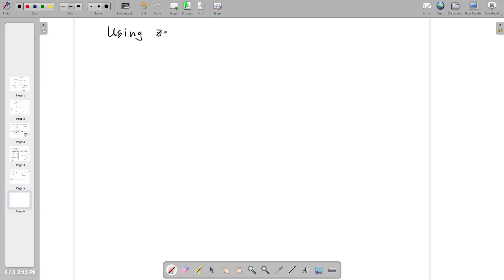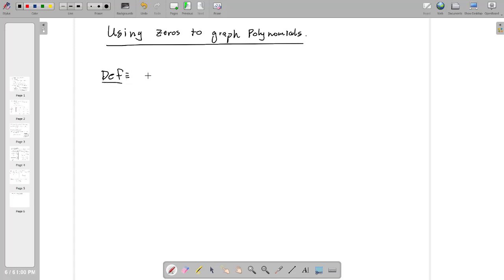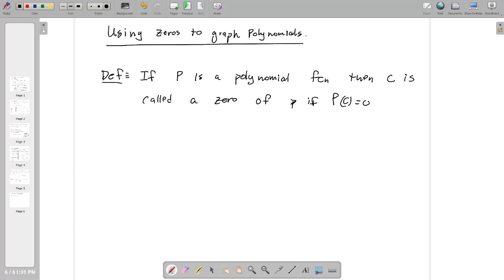All right, the next thing we're going to talk about is using zeros to graph polynomials. For this topic, we need to go over a couple of things so that we can graph some polynomials in later topics here. If p is a polynomial function, then c is called a zero of p if p of c equals 0. Another term for this is a root. We would say that c is a root of p as well. Now we've gone over that definition before.